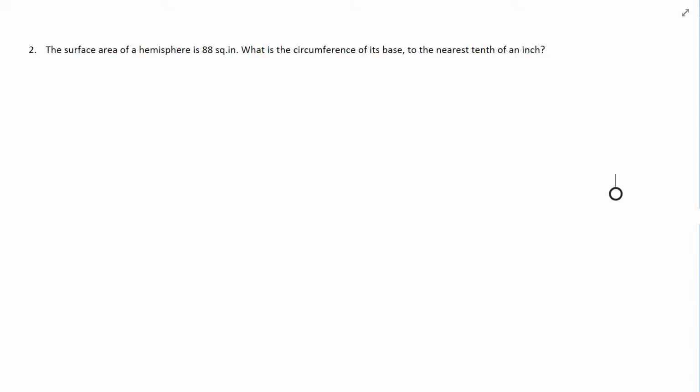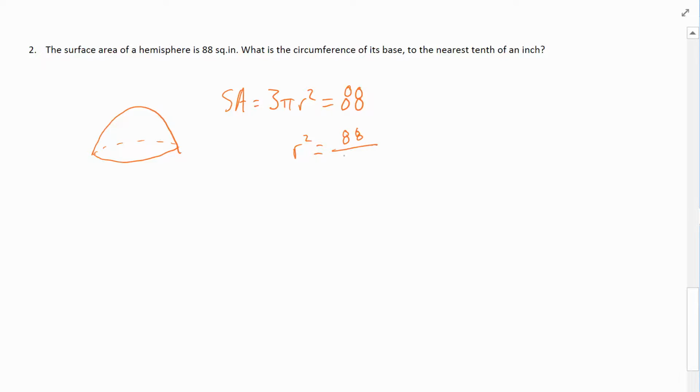And this next question, the surface area of a hemisphere is 88 square inches. So what is the circumference of its base to the nearest tenth of an inch? Let's consider a hemisphere. Pretend I can actually draw this properly here. And we're told that the surface area is 88. So remember, surface area is 3 pi r squared, and we know that that's going to be equal to 88. So we need to do a little bit of algebra here, solving for r. So we know that r squared will have to be 88 over 3 pi.